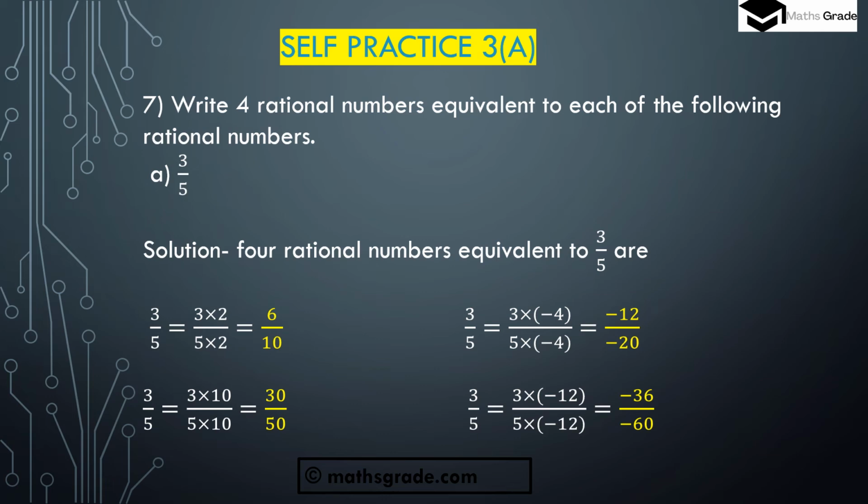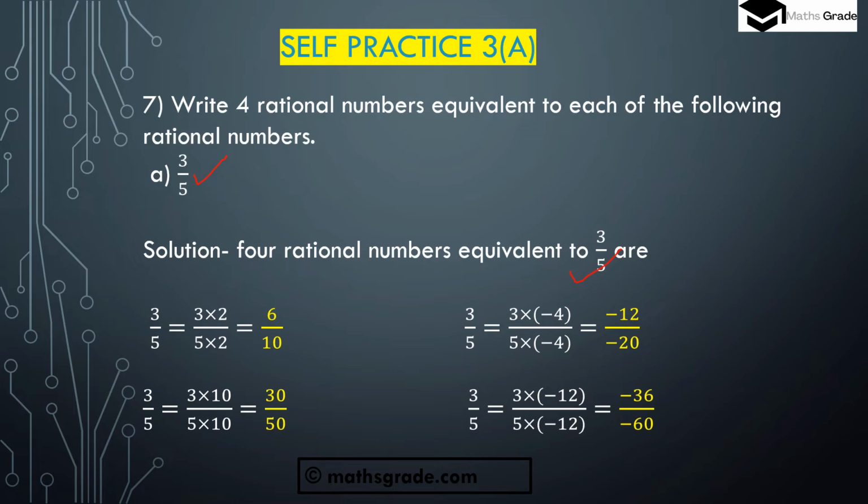Now we solve question number 7. Question number 7 is: write 4 rational numbers equivalent to each of the following rational numbers. First part is 3 divided by 5. We know that when we multiply the same number with both numerator and denominator, the rational number that we get is equivalent to the given rational number. So we have to find the 4 rational numbers equivalent to 3 divided by 5.